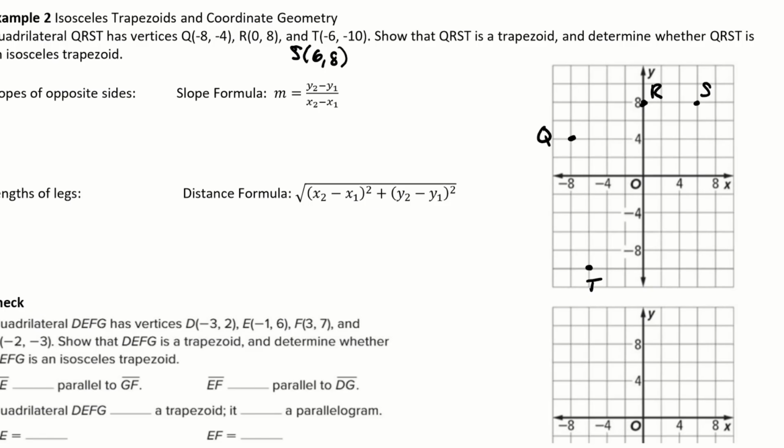Actually, let me put S over here, just so that it's all lined up. Now that we have the coordinates, we can make the graph. Oh, oops. This is going down at -4. Sorry, it's -8, -4. Here you go. That's better. Now it kind of looks like a trapezoid here. It looks like one, but we want to actually prove that that's the case.